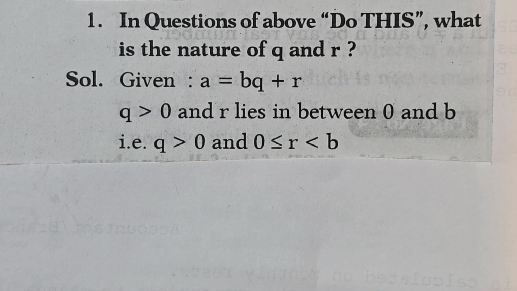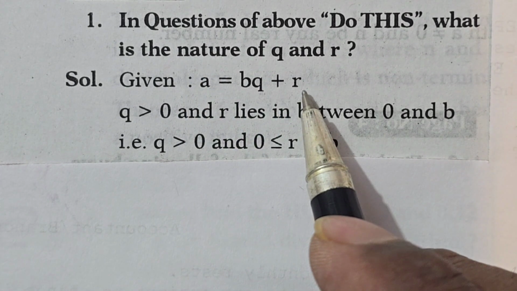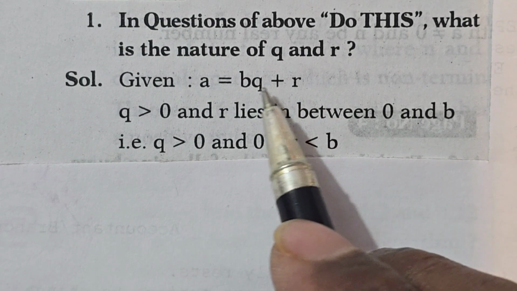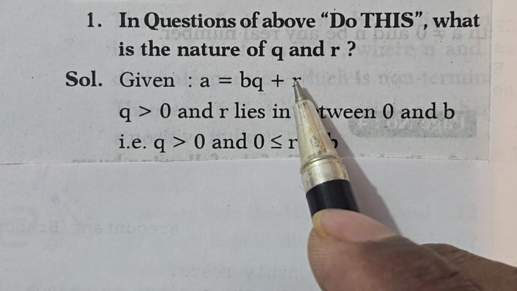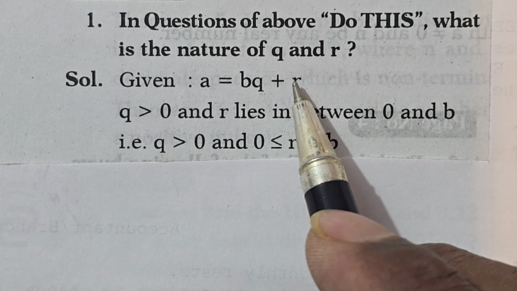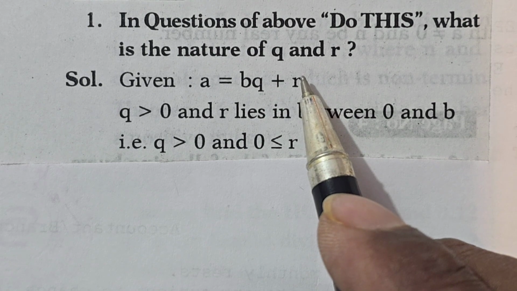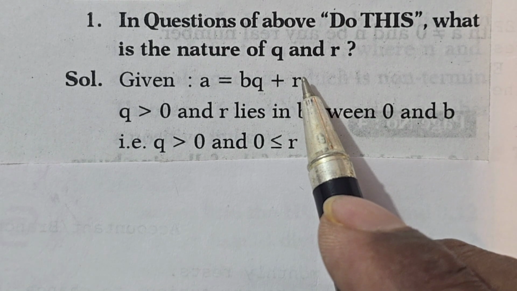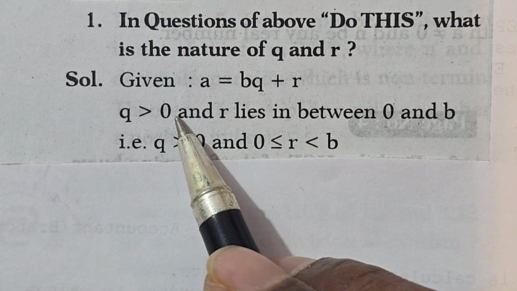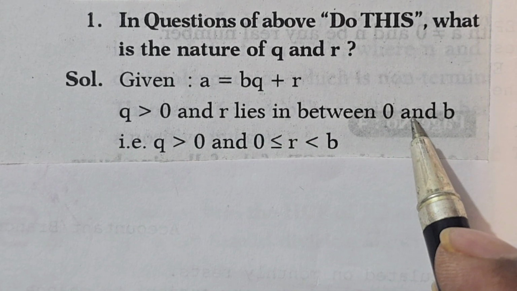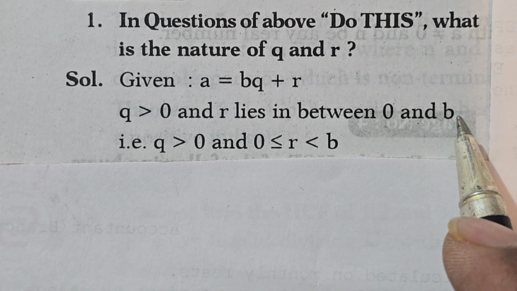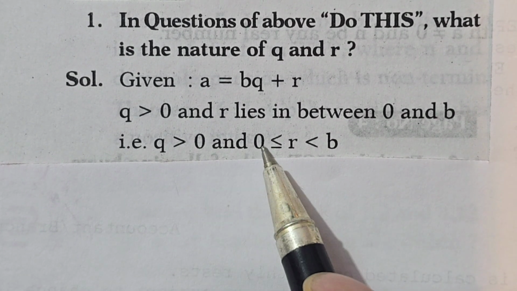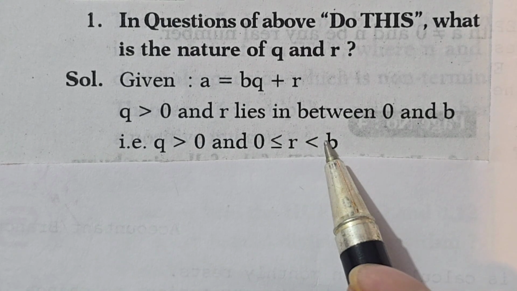What is the nature of q and r? Given that a, we know that a is equal to bq plus r. What is the nature of q and r? q is always greater than 0. r is equal to 0 or lies between 0 and b, equal to 0 but not equal to b. So q is greater than 0 and 0 is less than or equal to r, r less than b.